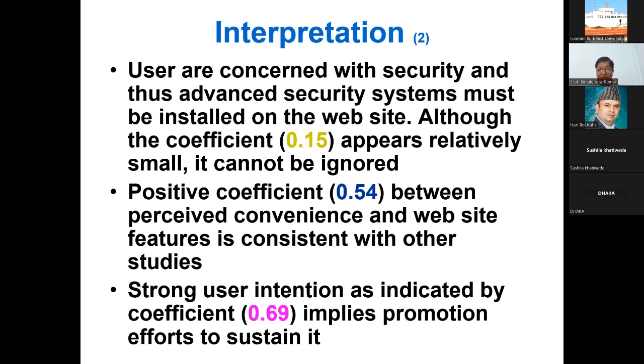Again, the users are concerned with security, and thus advanced security must be installed on the website. Although the coefficient appears relatively small, it cannot be ignored. A positive coefficient between perceived convenience and website features is consistent with other studies. A strong user intention, as indicated by the coefficient, implies promotion efforts to sustain it.